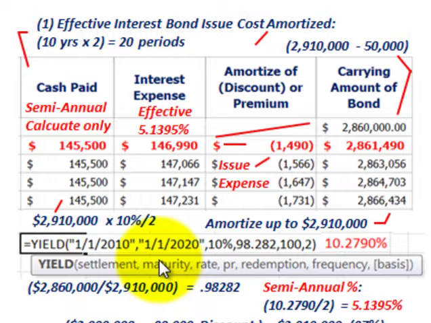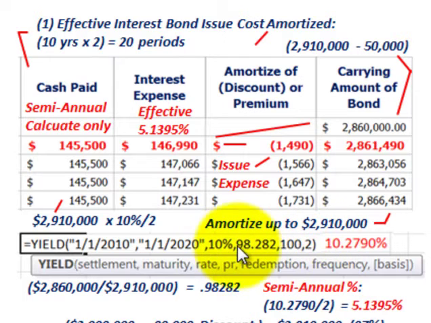So let's do this first for our yield. Remember, we started out with our beginning balance of $2,860,000. We divide that by the $2,910,000 that we talked about before, and we come up with this ratio of 0.98282, and that is what we need when we're using our Excel function or our financial calculators. We just can't put in the actual purchase price and the actual redemption. We have to put it in percentages in terms of 100.